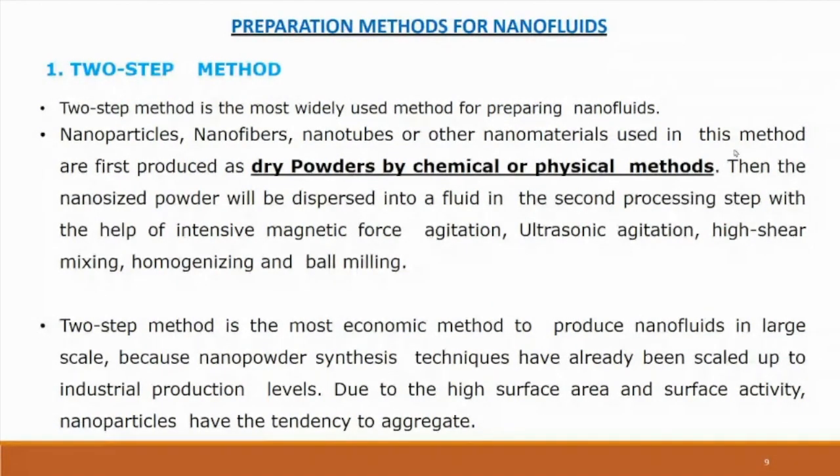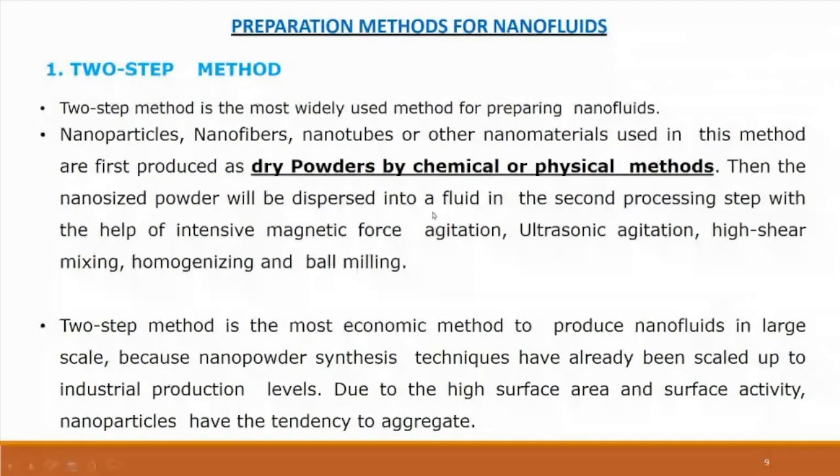The two step method is the most widely used method for preparing nanofluids. Nanoparticles, nanofibers, nanotubes, or other nanomaterials used in this method are firstly produced as dry powders by chemical or physical methods. Then the nano-sized powder will be dispersed into the liquid. I think you are able to understand what dispersed means.